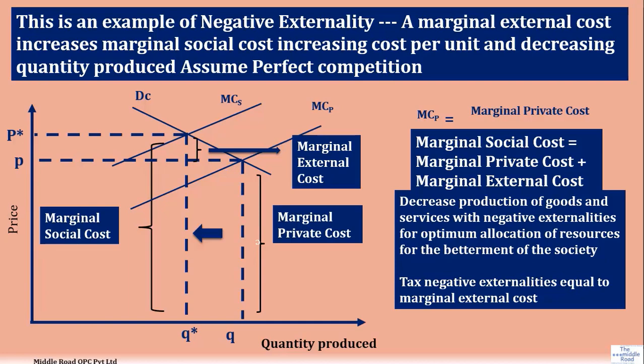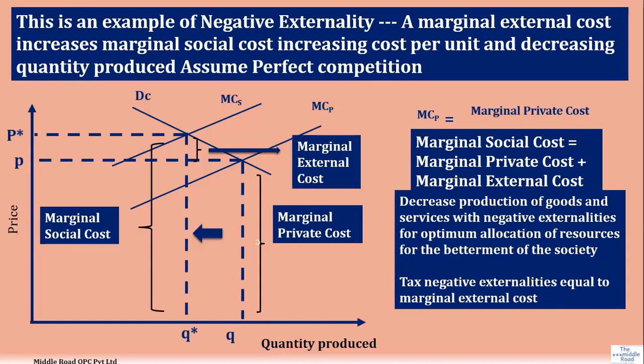Now, when we are looking at cost, the social cost is equal to marginal private cost plus marginal external cost. Here I'm using marginal because I'm taking perfect competition. In perfect competition, the marginal cost is equal to average cost, and we will look at perfect competition at a later date. Marginal social cost is equal to marginal private cost plus marginal external cost. Whenever I'm talking about marginal external cost, I mean the externality.